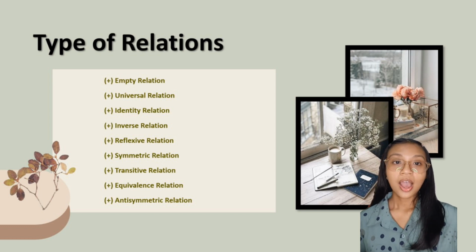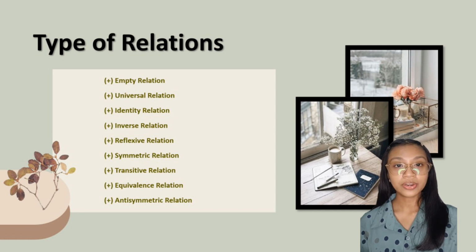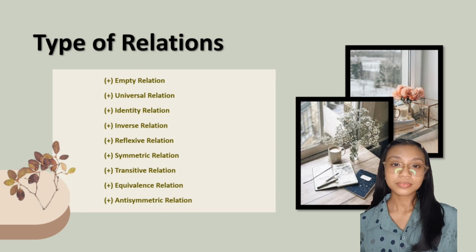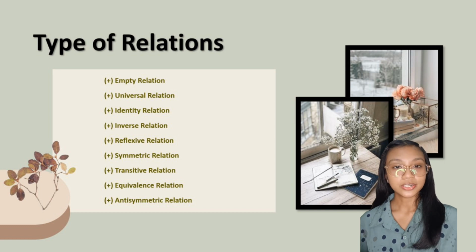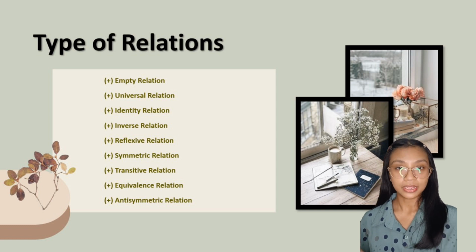2. Universal relation. A relation R in a set A is a universal relation if each element of A is related to every element of A. It is called the full relation. 3. Identity relation. A relation R on A is said to be an identity relation if each element of A is related to itself, that is R equals (a, a) for all a element of A.